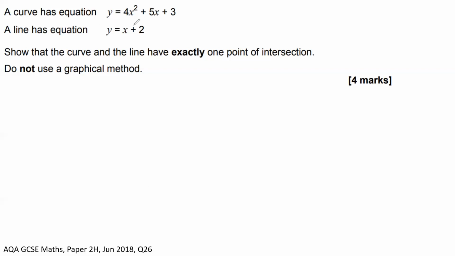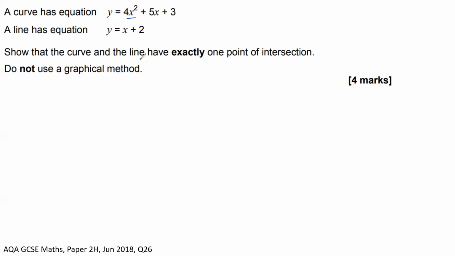So the question gives you an equation of a curve, and we can tell that it's a curve because we've got a quadratic in there, and we've also been given the equation of a line. And the question asks us to show that the curve and the line have exactly one point of intersection.